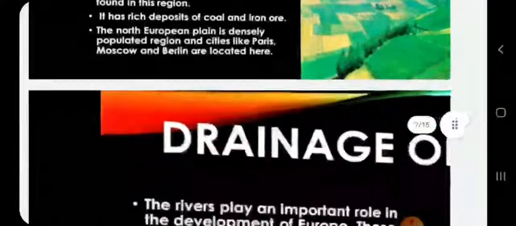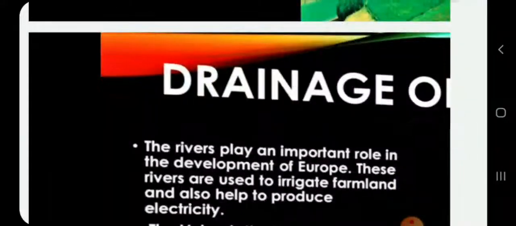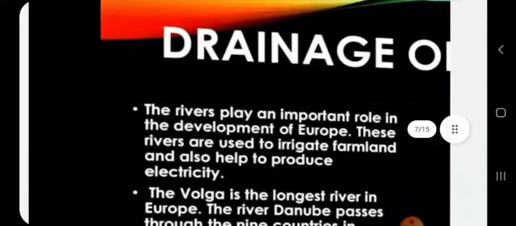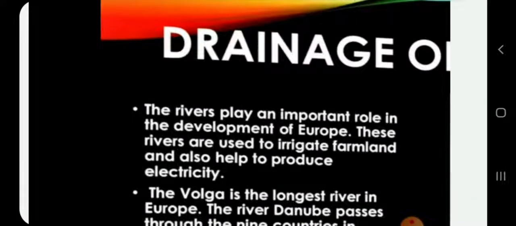The next one is the drainage system. The rivers play an important role in the development of Europe. These rivers are used to irrigate the farmland and also help to produce electricity.